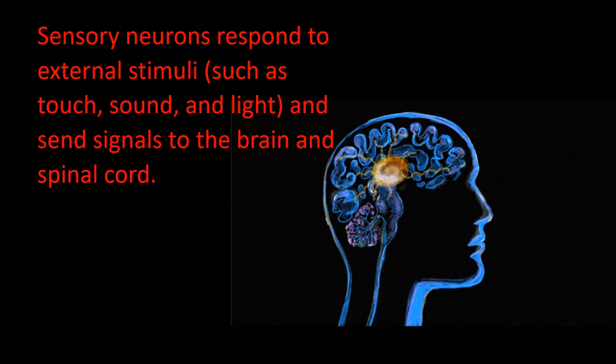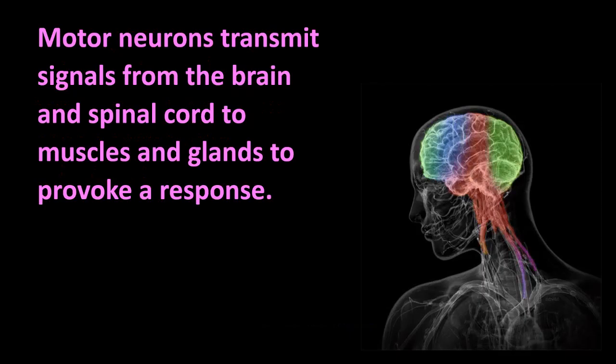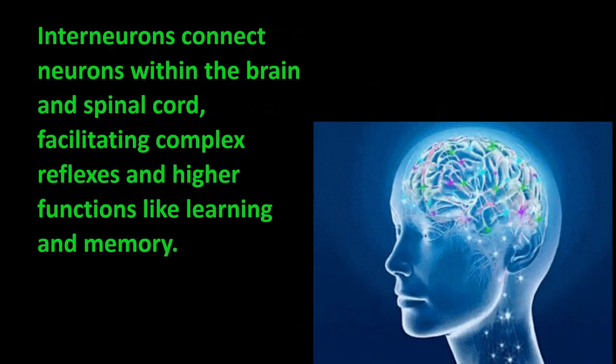Functions. Neurons perform various essential functions in the nervous system. Sensory neurons respond to external stimuli such as touch, sound, and light, and send signals to the brain and spinal cord. Motor neurons transmit signals from the brain and spinal cord to muscles and glands to provoke a response. Interneurons connect neurons within the brain and spinal cord, facilitating complex reflexes and higher functions like learning and memory.